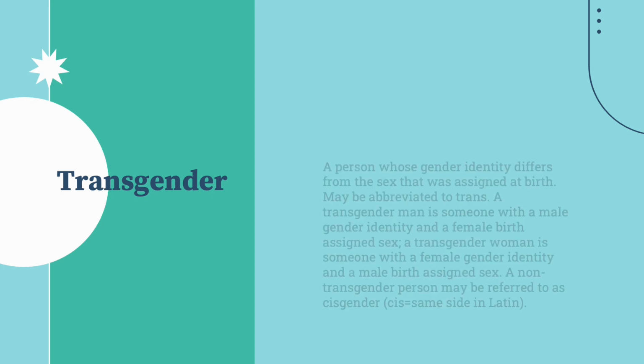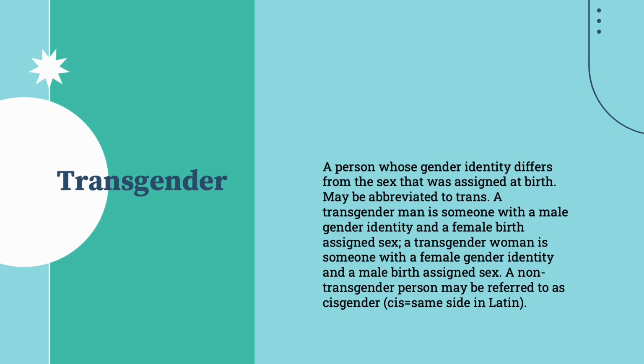And next we have transgender. And this means a person whose gender identity differs from the sex that was assigned to them at birth. So this may often be abbreviated to trans. A transgender man is someone with a male gender identity and a female birth assigned sex, whereas a transgender woman is someone with a female gender identity and a male birth assigned sex. A non-transgender person may be referred to as cisgendered, which in Latin, cis means same side.